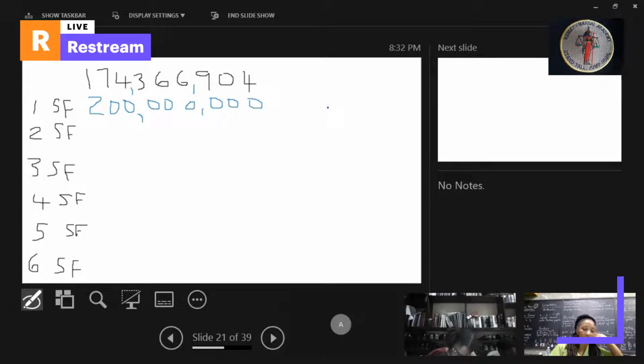Okay, miss. And now for the second significant figure, which is at the 7, we're going to look and see if the number is greater than 5 or less than 5. It is less than 5, so we're not going to add anything. So it's just 170 million. Tell me the digits to write. Okay, miss. 170,000,000. Okay.